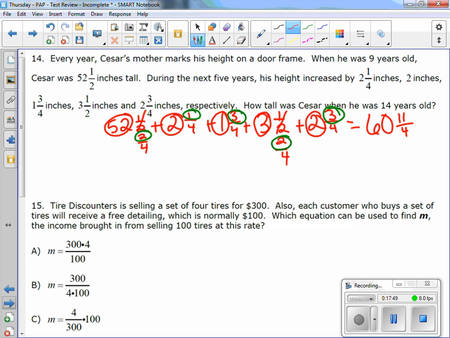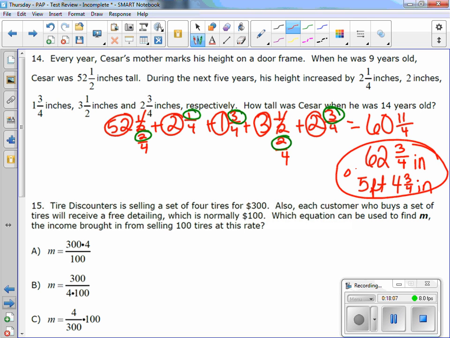4 goes into 11 2 times. So 4 times 2 is 8. That means we have 3 left over. So 62 and 3/4 inches. This is actually the same as 5 feet 2 3/4 inches if you felt like converting. But either answer would be acceptable.